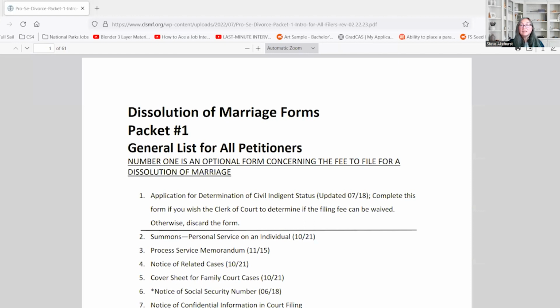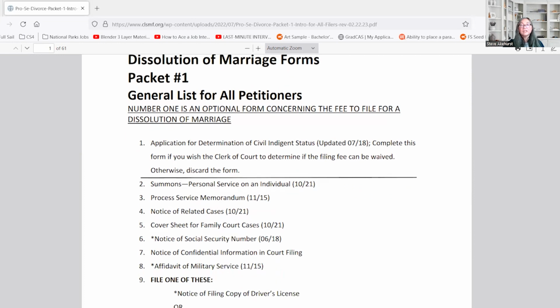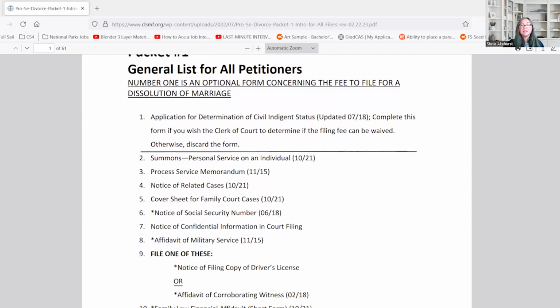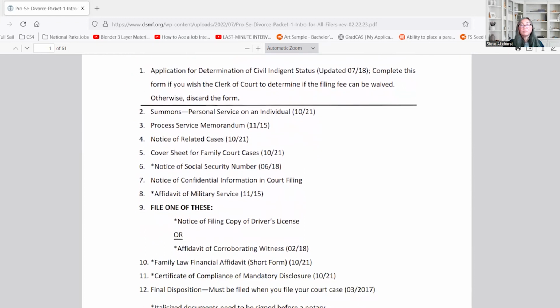And so we'll go over the forms, and if you look at the forms, you will see that there is the first page, which includes the list of all the forms that are required. And it starts with Dissolution of Marriage Forms Packet 1, General List for all petitioners. And if you look at the form list, you will see that there are several forms. And this would be one of the biggest packets that we have, only because it is required by law.